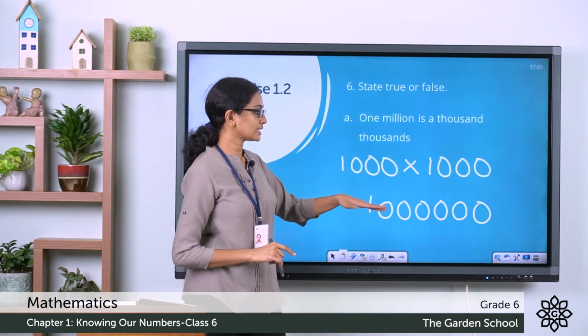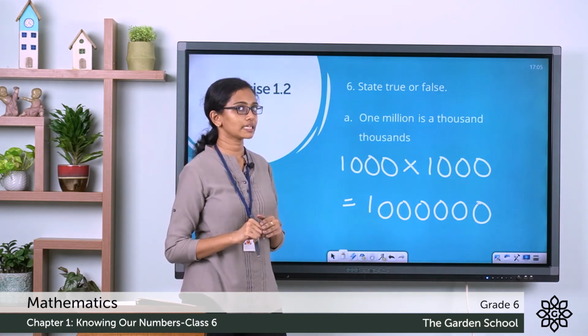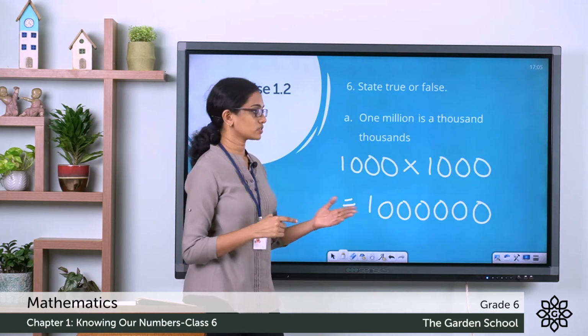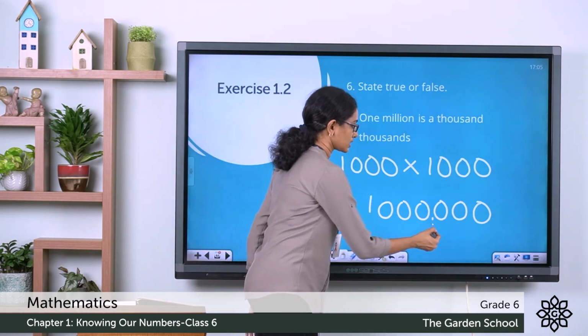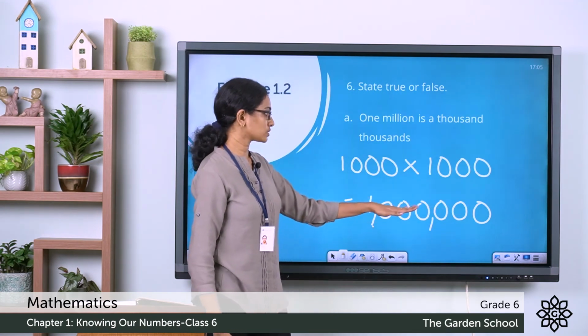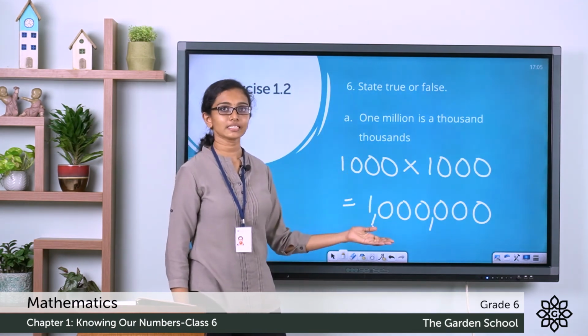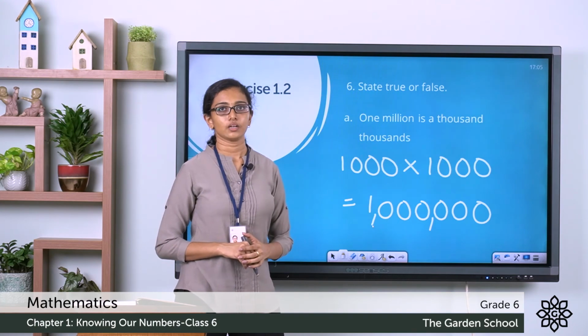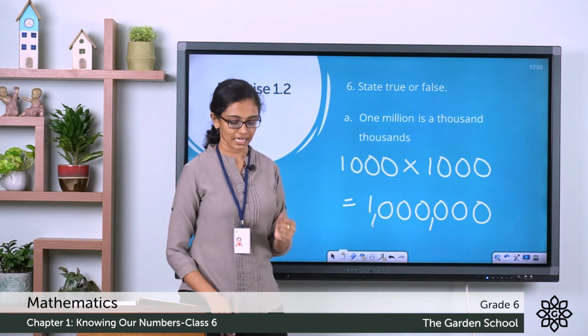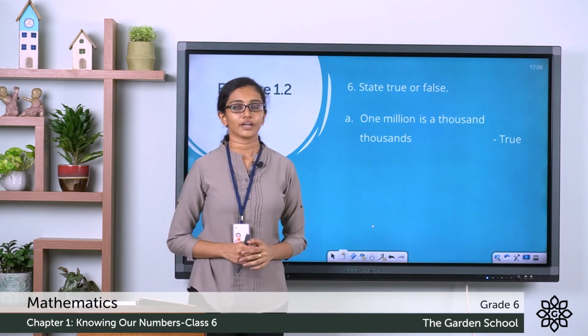Now let's insert commas based on the international system of numeration to see if this is 1 million. So that is 1, 2, 3, 3 places, 1, 2, 3, 3 places. So the ones period, thousands period, and millions period. So yes, this is 1 million. So 1 million is 1,000 thousands. That statement is true. I hope you are clear.